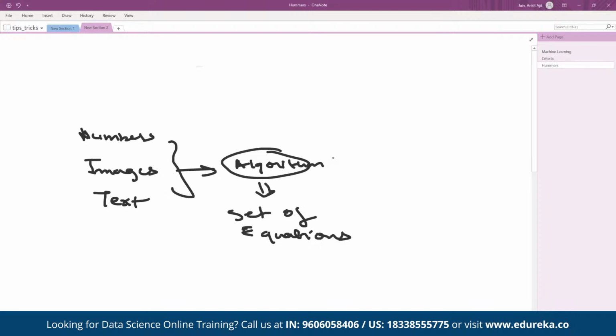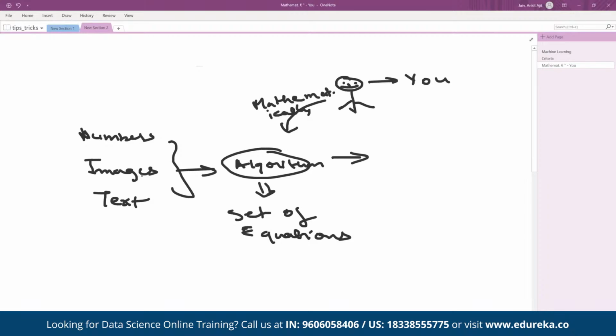You tell the algorithm mathematically what your area of interest is from these numbers, images, or text. Once you tell this, the algorithm will automatically understand what the relevant part is that it needs to learn from these different forms of data: numbers, images, or text.